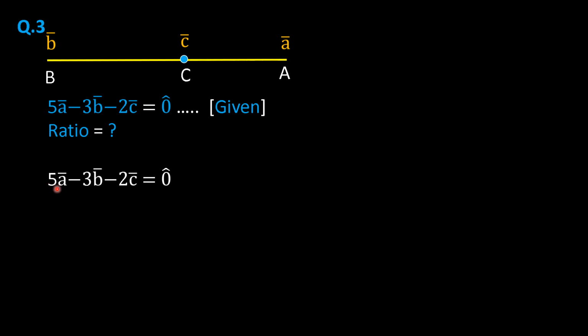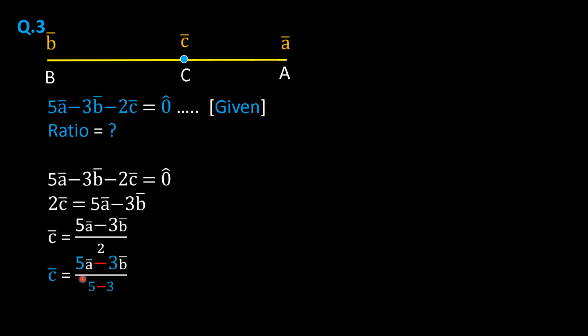We are given 5a bar minus 3b bar minus 2c bar equals a zero vector. So we write 2c bar equals 5a bar minus 3b bar. That will be c bar equals 5a bar minus 3b bar divided by 2. Now we will express this 2 in terms of this 5 and this 3 and write c bar as 5a bar minus 3b bar divided by 5 minus 3, which is this 2.